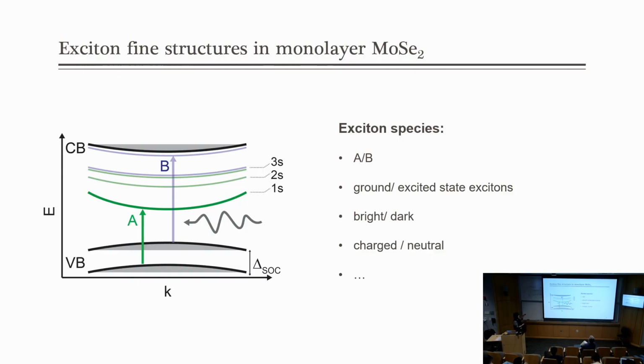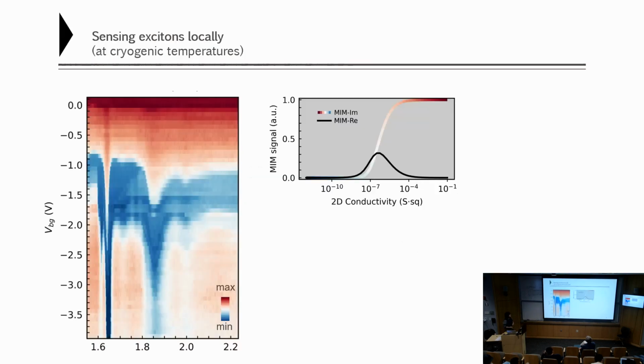It has the A exciton and B exciton, which characterize the transitions between the two spin-orbit split bands, and also the 1s, 2s, 3s exciton species that correspond to the different levels, like hydrogen atom-like levels, and they're also bright, dark, charged, neutral, and so on. And here is our result.